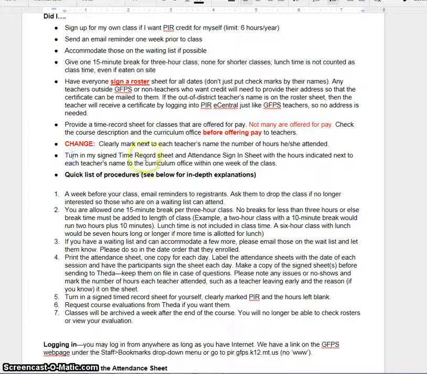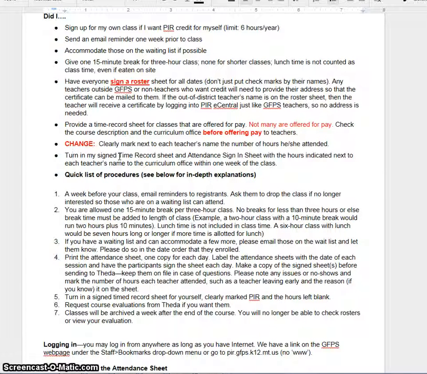Turn in your signed record sheet and attendance sign-in sheet. The two most important things you need to remember are, obviously as I already mentioned, the attendance sign-in sheet. We need the actual original provided to us. But then also your time record sheet. If you're doing it as a group, you need to turn in your signed time record sheets to us as well, so that you can get paid.